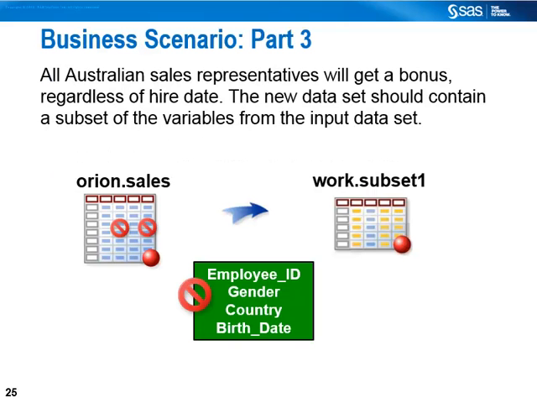Business scenario, part 3. All Australian sales representatives will get a bonus regardless of hire date. The new dataset should contain a subset of the variables from the input dataset. The 9 variables in the new dataset came from the original dataset Orient.sales. The business scenario requires that we subset the variables.